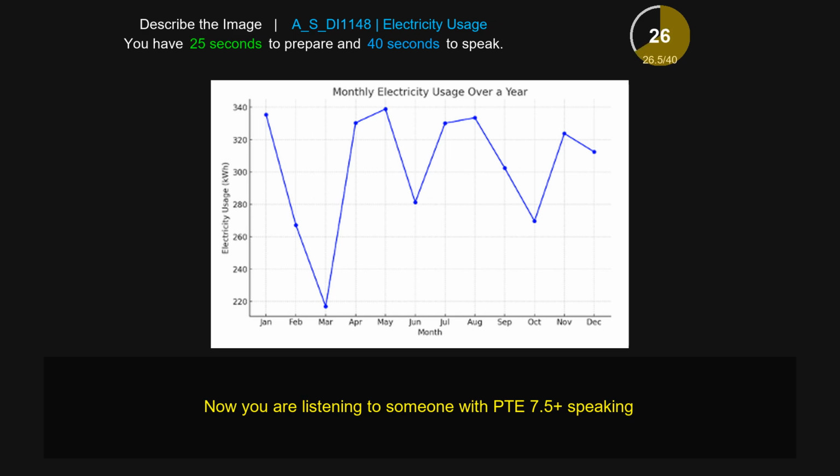The image gives very insignificant information about electric consumption, going from high to low, mostly low in March, whereas the highest is in the month of almost May and June.